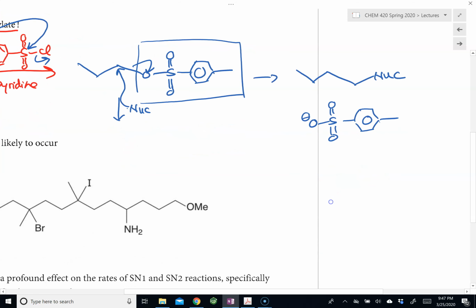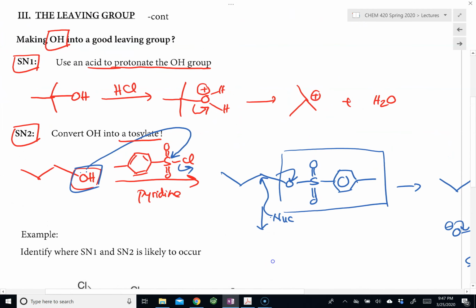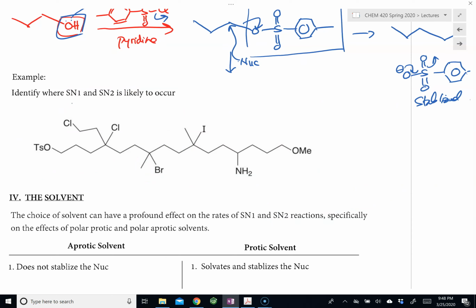Because oxygen is now bonded to this sulfonate group, which can form resonance to stabilize the electron on it. So this is a resonance stabilized leaving group, and therefore it can undergo SN2 reaction. So that would be some of the trick how to convert a hydroxy group into a good leaving group. Let's now try a few practice problems.